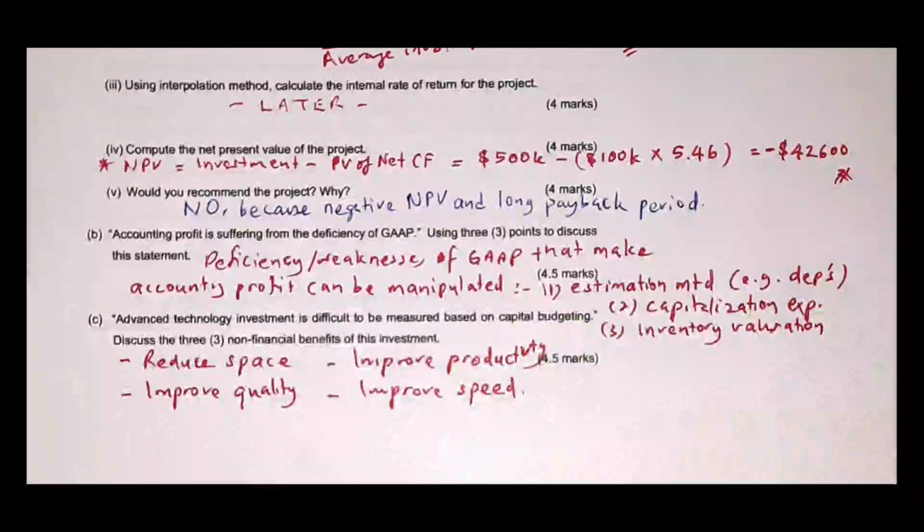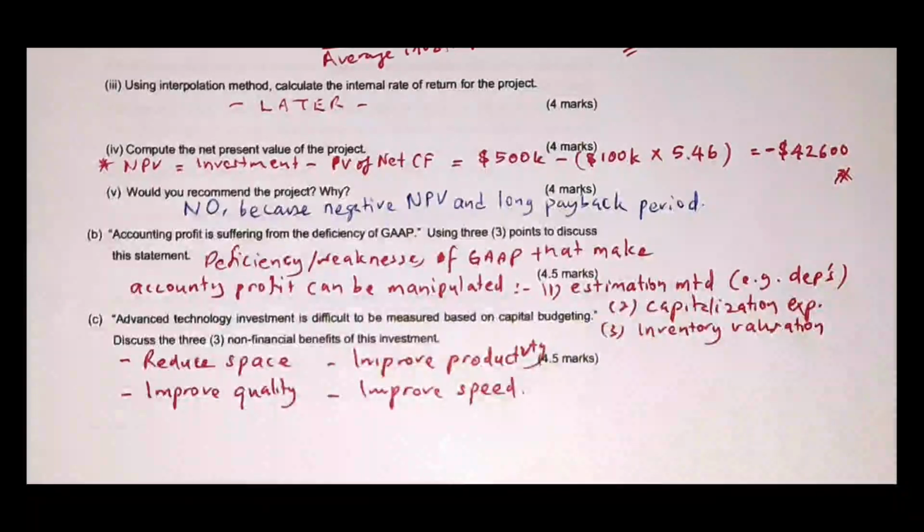So when they try to make the accounting standard flexible, they have to allow several estimation methods, they have to allow capitalization of expense and inventory valuation. They have to allow that. When they allow that, the bad side of that flexibility is the accounting profit number can be manipulated by using this flexibility.